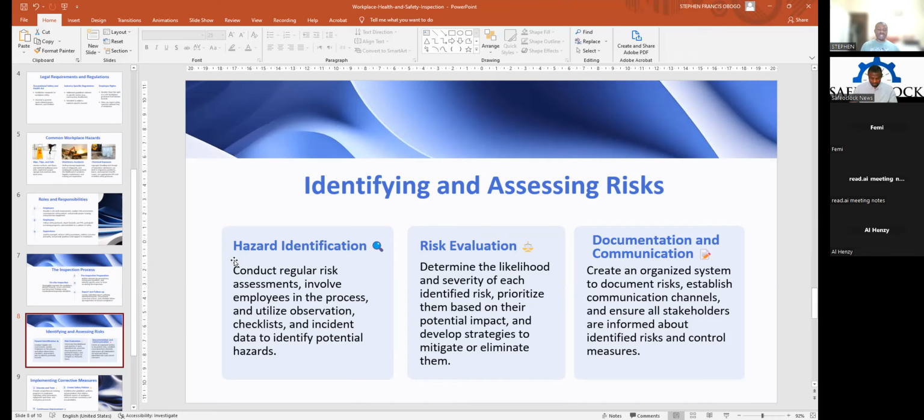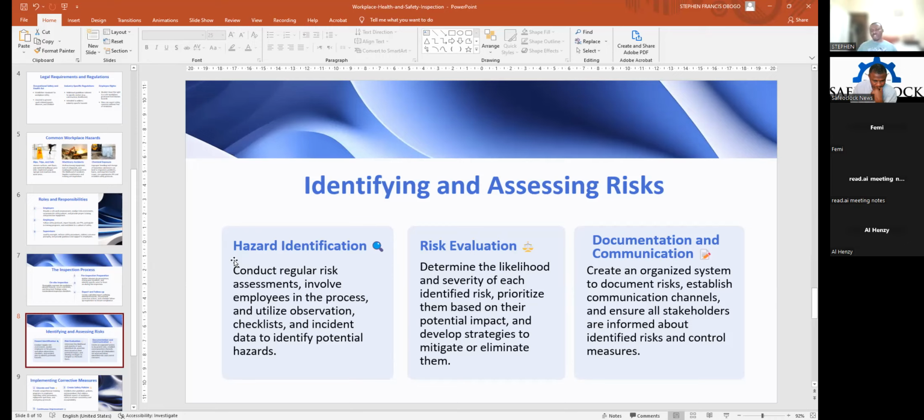Having identified this risk or hazard, we still need to evaluate, because during the evaluation we will be able to identify the likelihood and severity of each identified hazard or risk, and as a professional, we'll be able to prioritize control measures based on the potential impact that we can see from our knowledge and expertise level. So through that aspect, we can also develop certain strategies that we can use to mitigate or eliminate the risk completely or to the barest minimum.